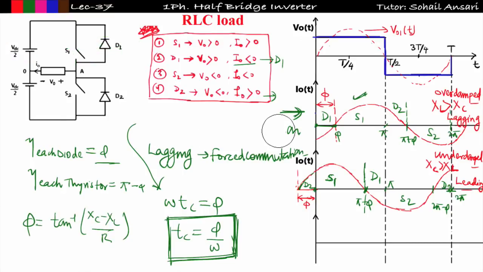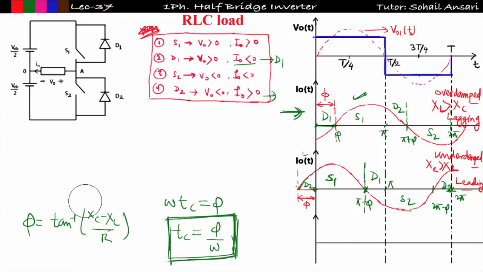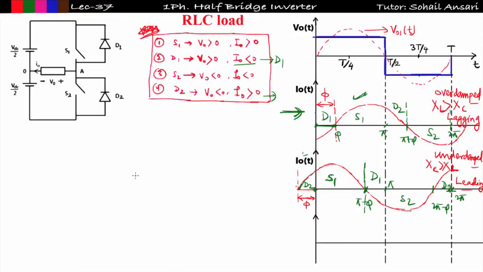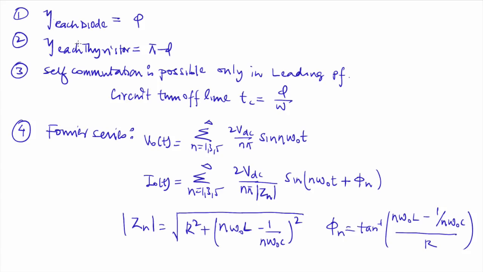Now let us derive each and every parameter related to the single phase half bridge inverter containing RLC load. See the first point, the conduction angle of each diode I already got, that is phi. The conduction angle of each thyristor that I already got, that is pi minus phi. These all things I have explained. The third point is really important for RLC type of load: self commutation is possible only in leading power factor. The detailed explanation I have already given. Also in leading power factor type of load, if self commutation is possible, then I need to find the circuit turn off time Tc, that is equal to phi upon omega, where omega is the fundamental frequency.